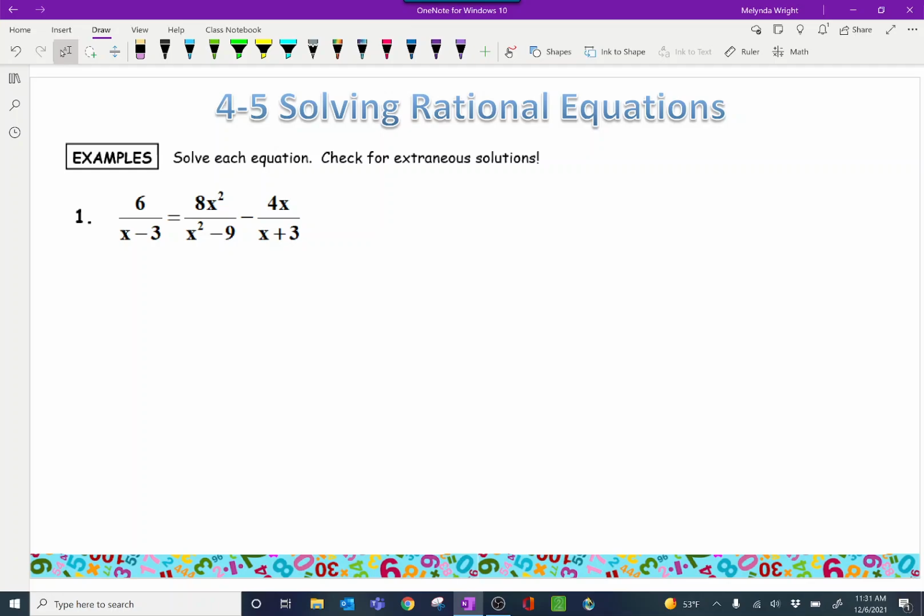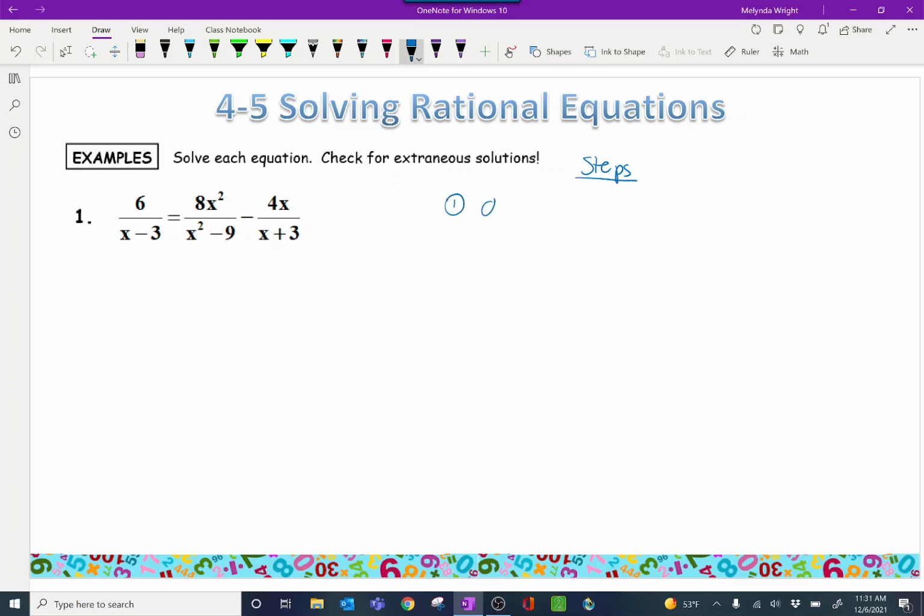Alright, let's take a look at solving rational equations. So you know me, I love steps. I love to write out what step one is, etc. That just helps me in this process. So I'm pretty boring. I do the same thing every time for solving rational equations. So let's just go through the steps.